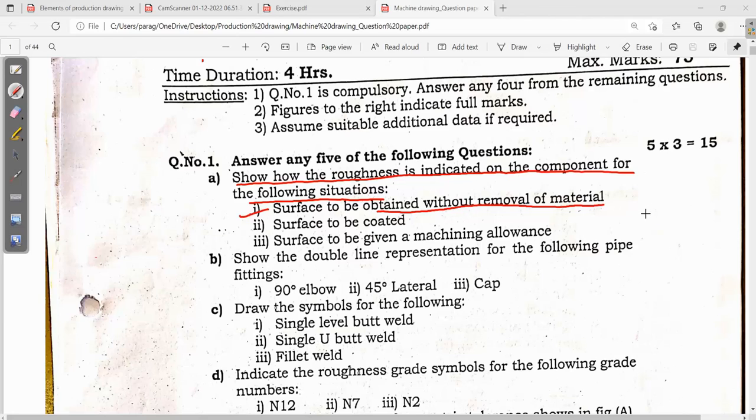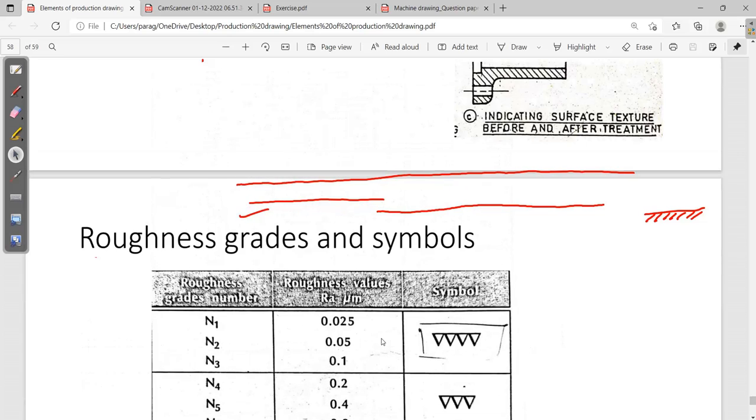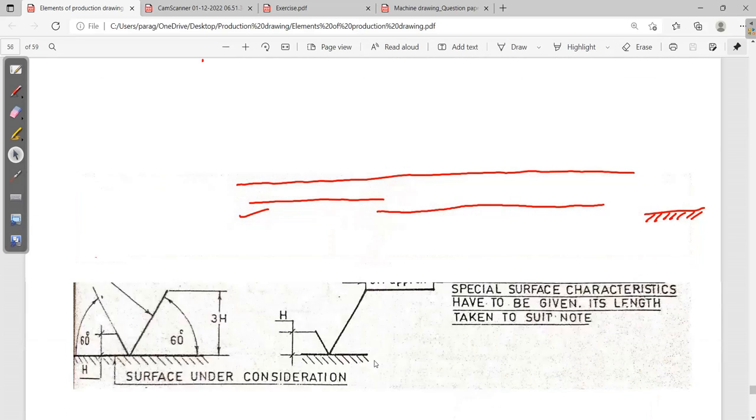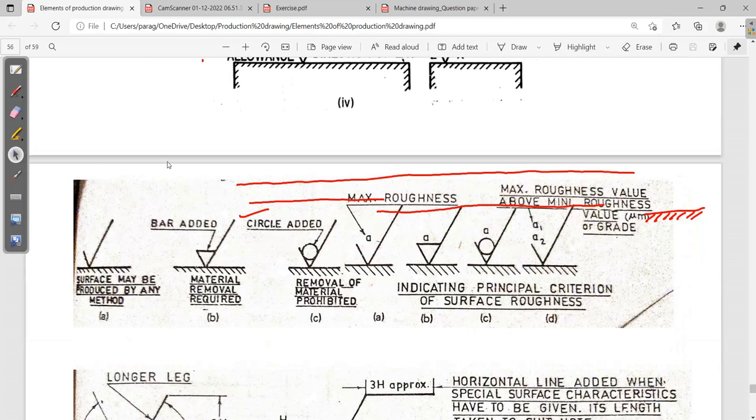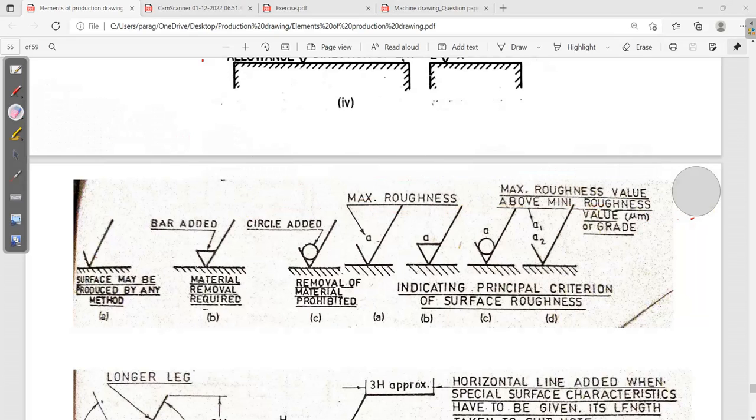Which symbol do you remember for without removal? If we don't want to remove the material, this is the symbol you should draw, along with the full thing. A circle is added, so you should also write the circle added. Now this is the symbol if we don't want to remove the material.